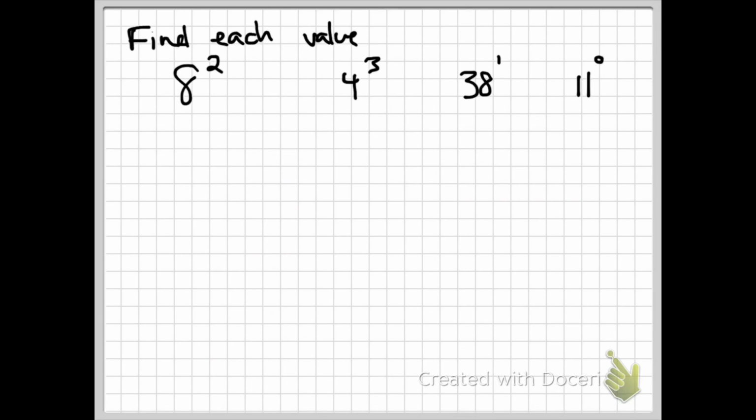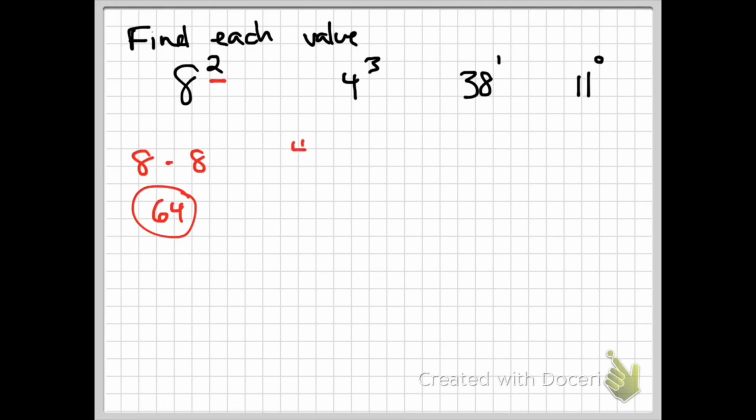Now let's look at actually trying to calculate these. As I said in the previous slide, the 8 is your base. The exponent tells us how many times we're going to write it. We are not doing 8 times 2. That is completely incorrect. This tells us how many times the multiplication will be repeated. 8 times 8 is 64, not 16.